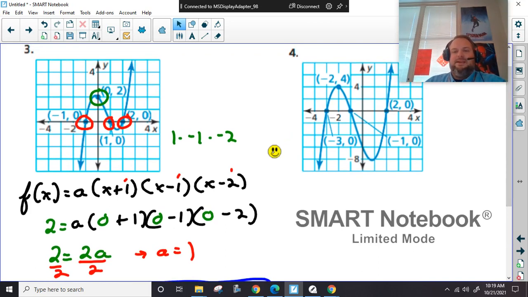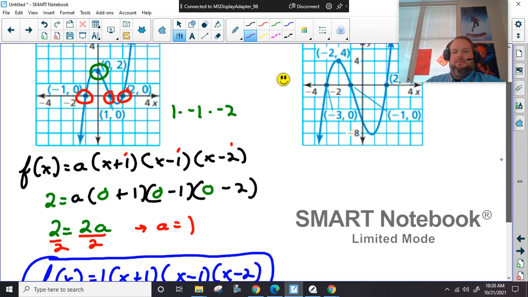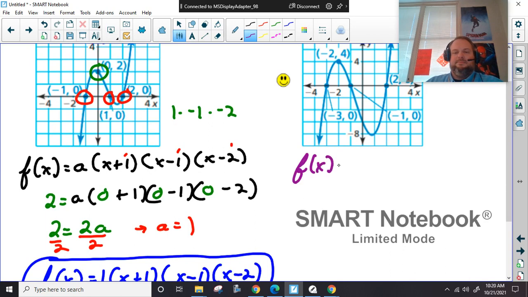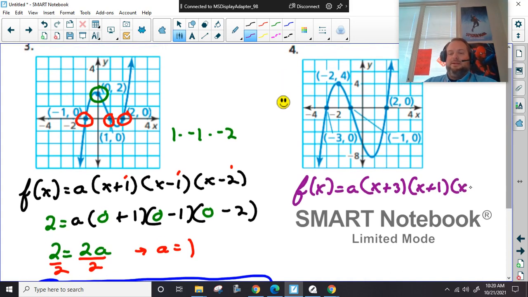All right. Now let's look here. I'm going to start writing in purple. Yay, purple. What is my first x-intercept right here? 3. So it says -3, so we have to do the opposite, so it's plus. What is the next one? And our last one? Yeah, we have to write -2.